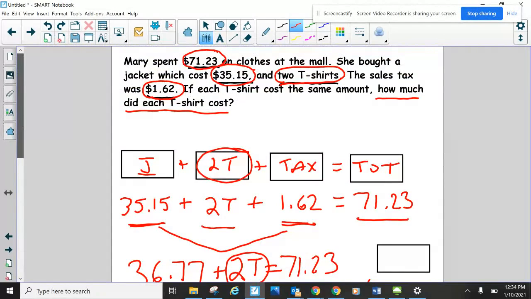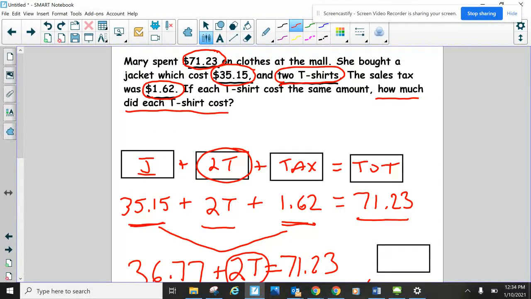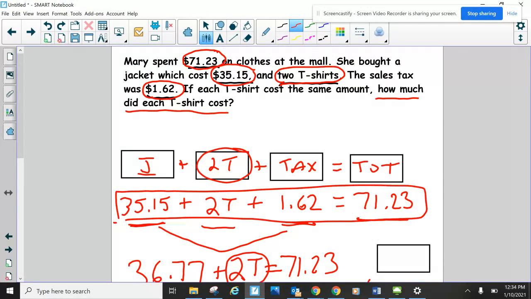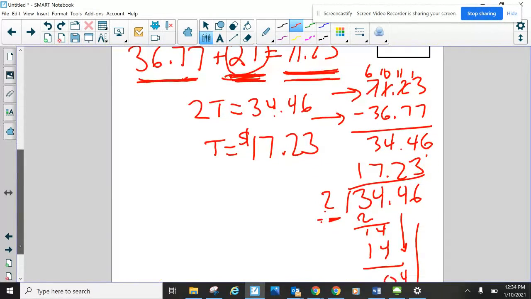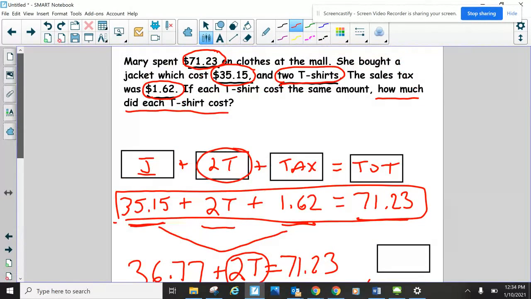So you can see we used a flow chart, and what that flow chart did was allow me to organize information, and it allowed me to write an expression, and this is an expression right here, that then allowed me to find out my answer. So again, the answer to the problem is $17.23. That's how much one t-shirt cost.